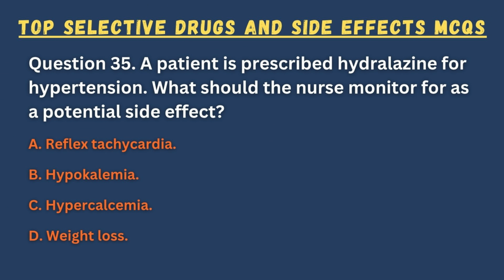Question 35. A patient is prescribed hydralazine for hypertension. What should the nurse monitor for as a potential side effect? A. Reflex tachycardia. B. Hypokalemia. C. Hypercalcemia. D. Weight loss.